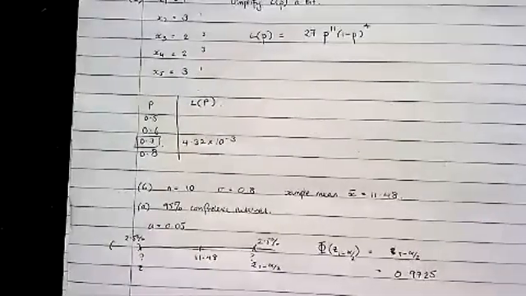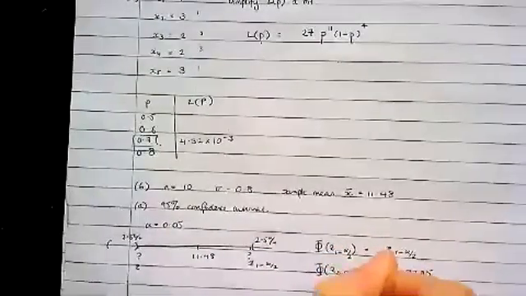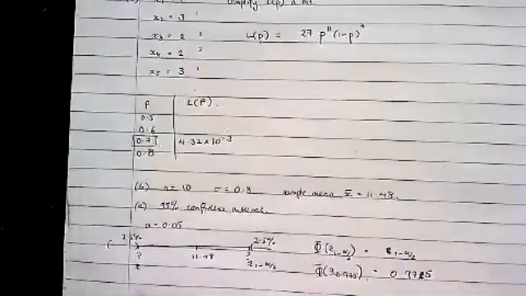0.975. Okay, 0.975. So that's what I'm looking for. I'm looking for a Z such that that applies. And I can look that up in my table. So I can find Z from the table, and it is 1.96.